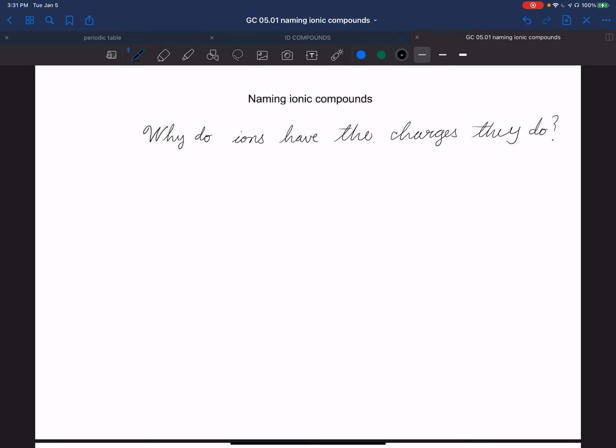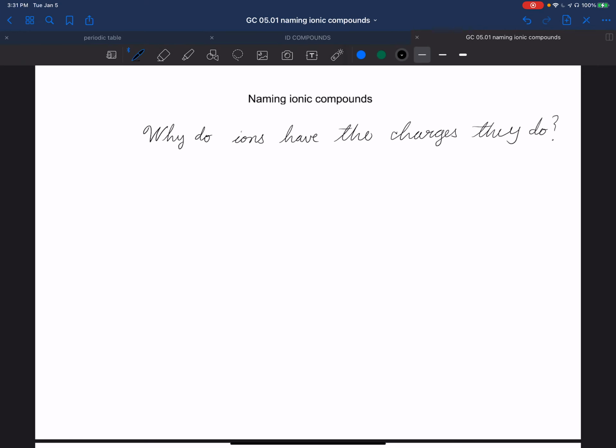So this next unit is going to be on naming compounds, and we're going to start by naming ionic compounds. And I just want to start with a little bit of review, which is why do ions have the charges that they do?